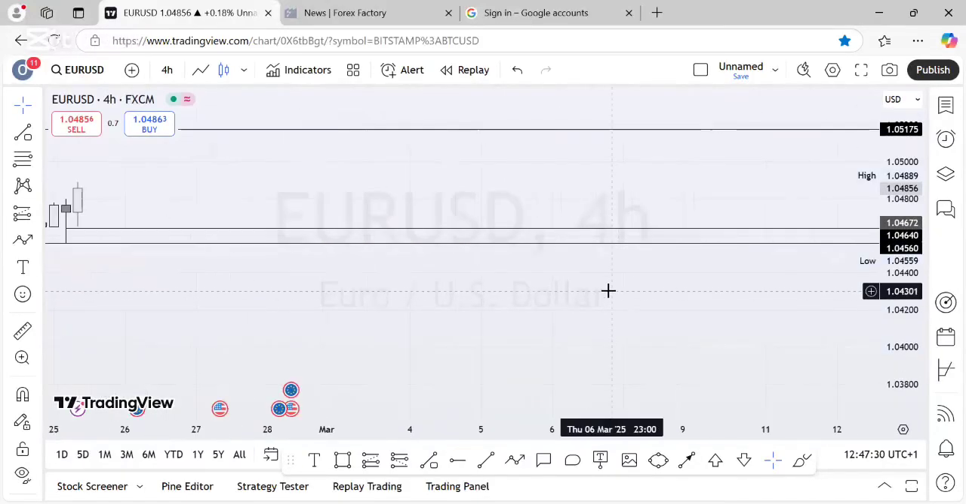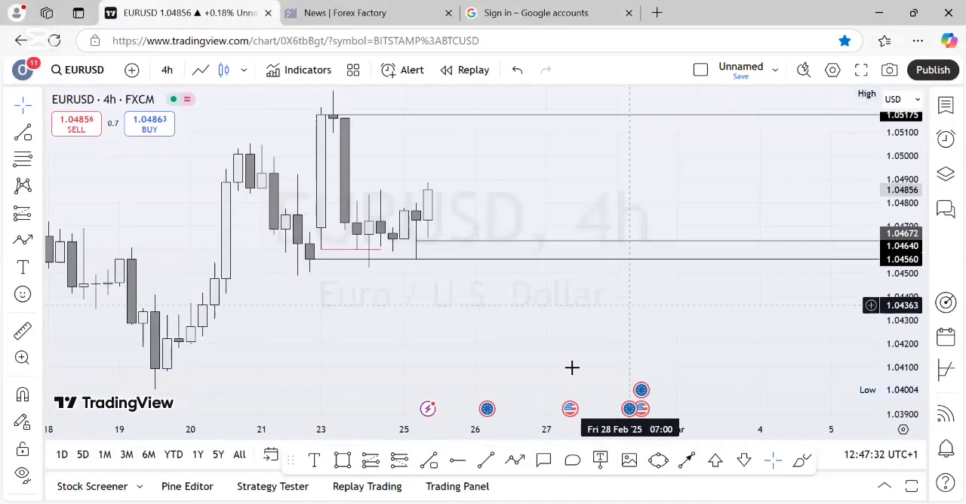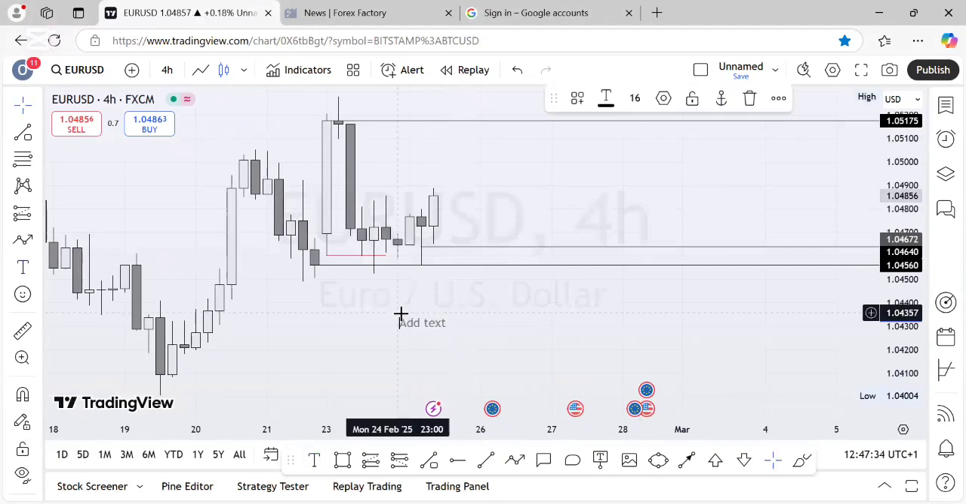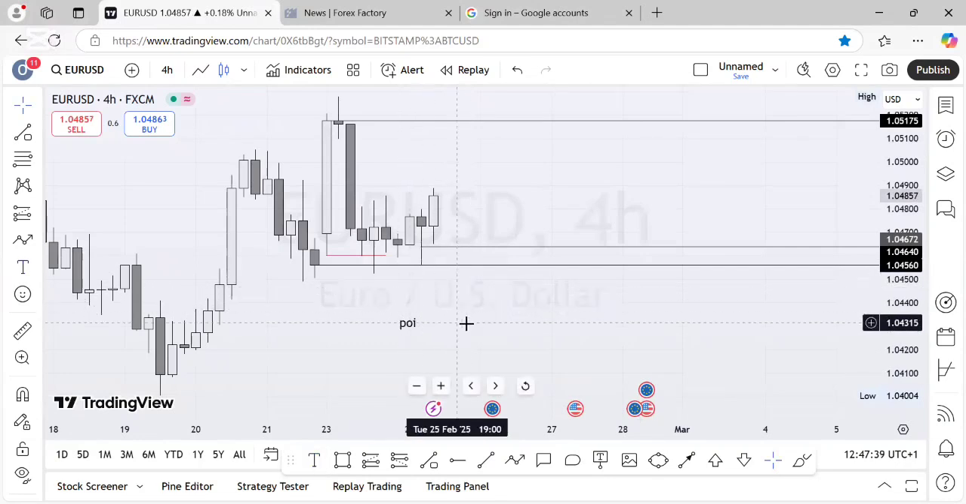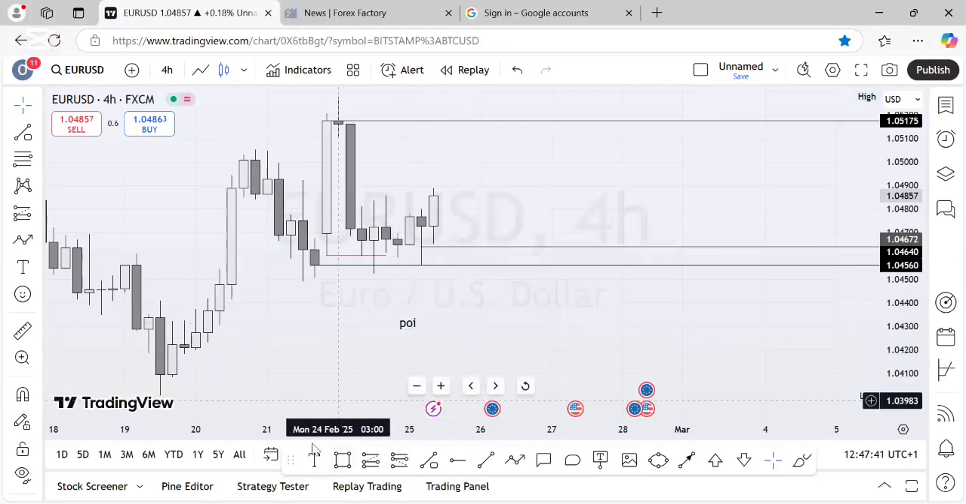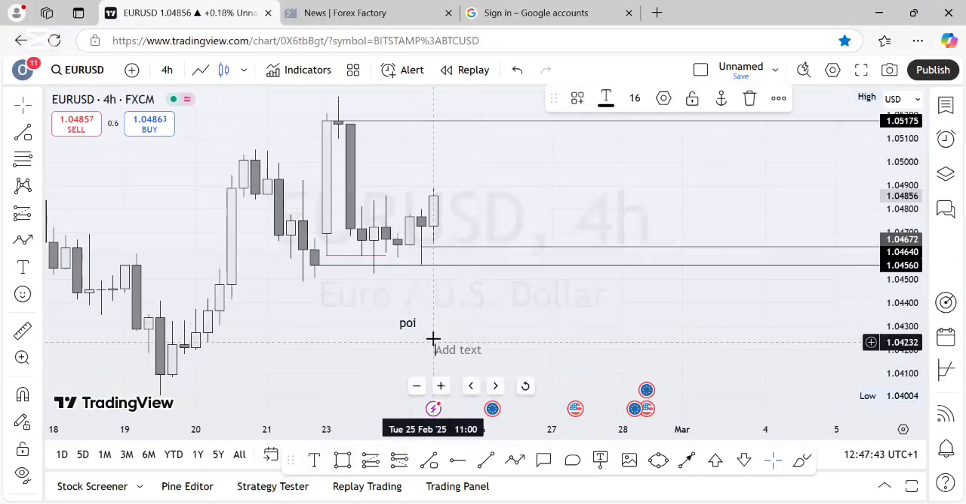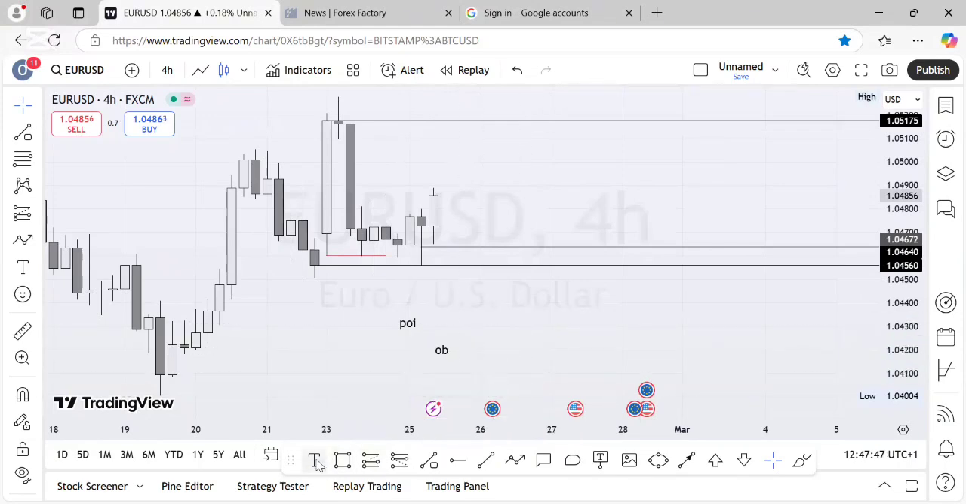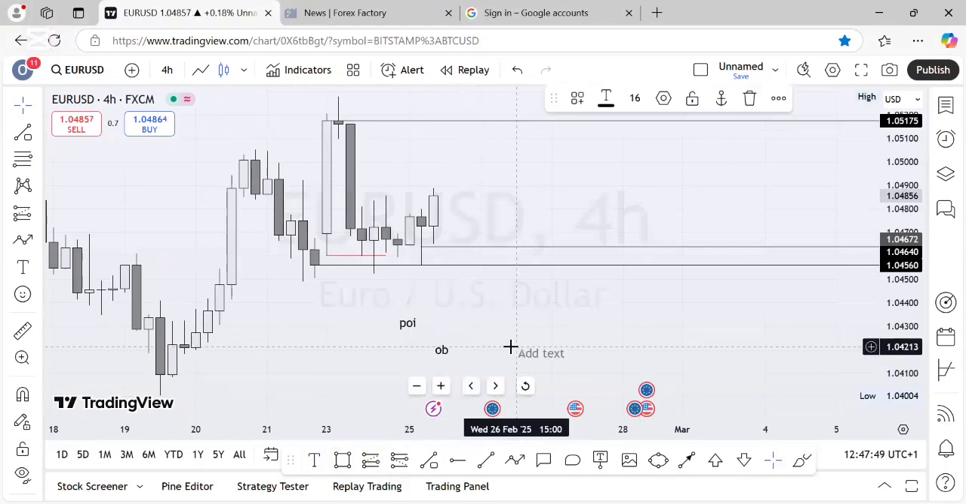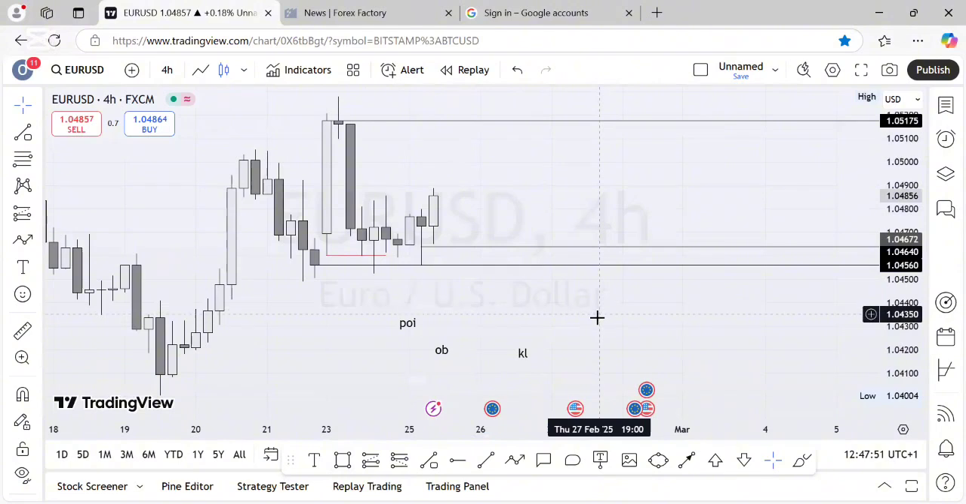So we said our POIs are usually what? First, we have a POI. Mind you, you have built your bias. We're not going to be talking about building bias in this video. You have a POI, and around the POIs, you have what? Your order block. And on your order block, we said your key levels are embedded in your order block.